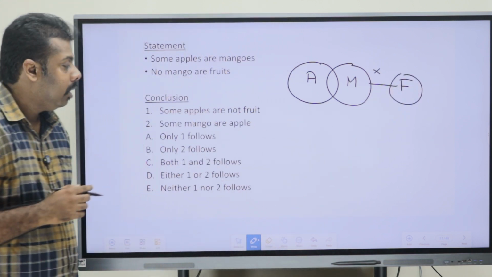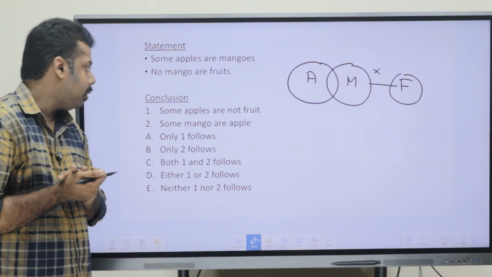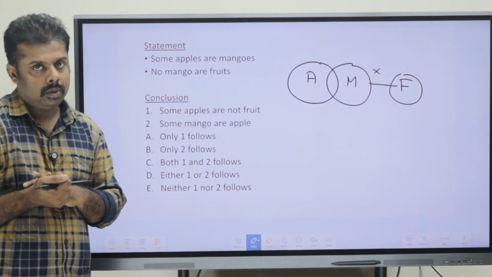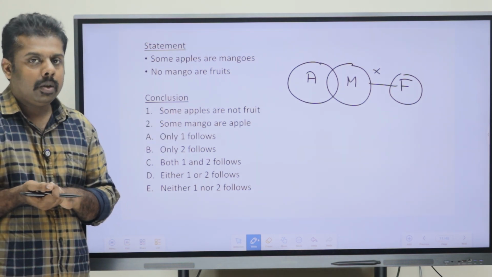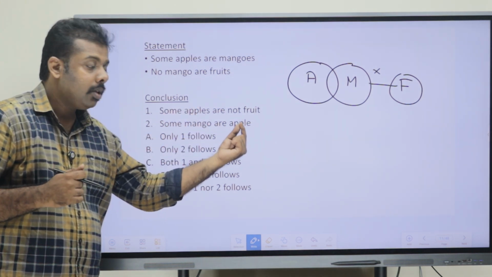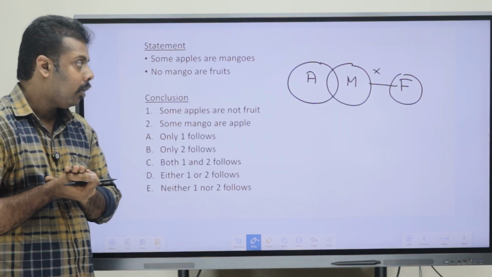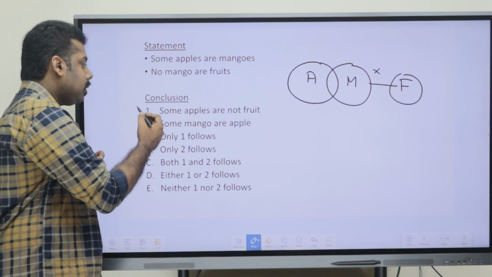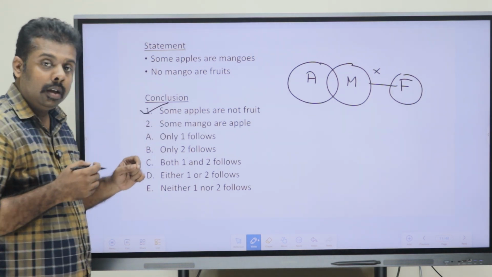Okay, now just seeing through the conclusions. The first conclusion says that some apples are not fruit. Okay, this is an important sort of a question. So the first conclusion says that some apples are not fruit. Okay, so is it right or wrong? That is an important part. So we have to say that the first conclusion is right. Why? Why is it so?